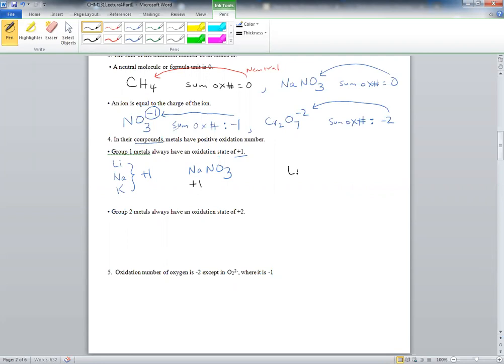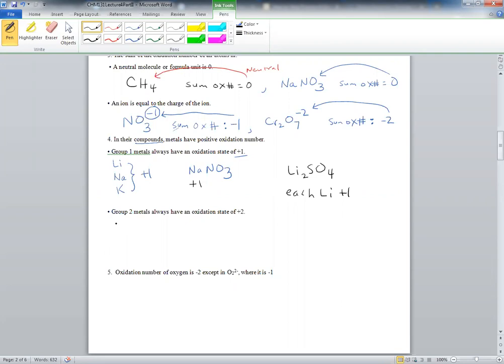Here's another one. If I have Li2SO4, you might say, well, I have 2 of them. Sure, you do have 2 of them, but each lithium, of course, we're going to learn about how to find those numbers individually. Each Li has a +1. Now, of course, you have two of them, so it's going to be a total of +2. So again, the group 1 always have +1.